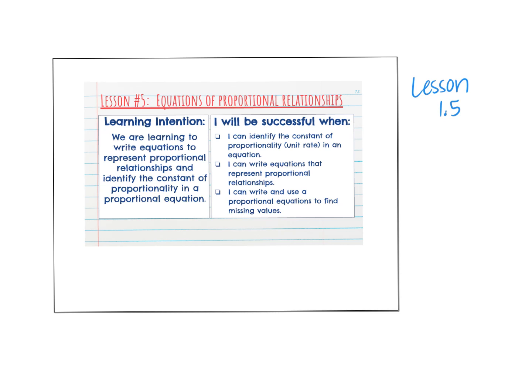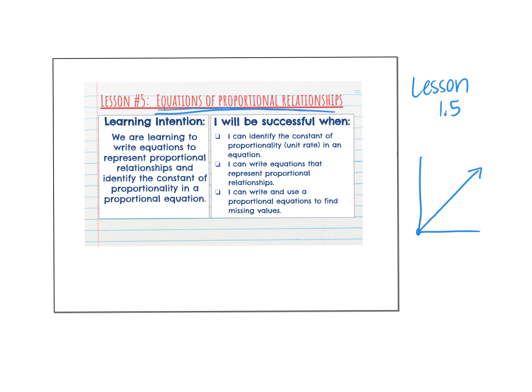All right, hey guys, this video is going to go over lesson 1.5, and we are learning about equations of proportional relationships. So we learned about graphs. We know that a graph of a proportional relationship starts at 0, 0. It has a constant rate. Looks like that. We know what the table of a proportional relationship looks like, and now we're going to learn about the equation of a proportional relationship.